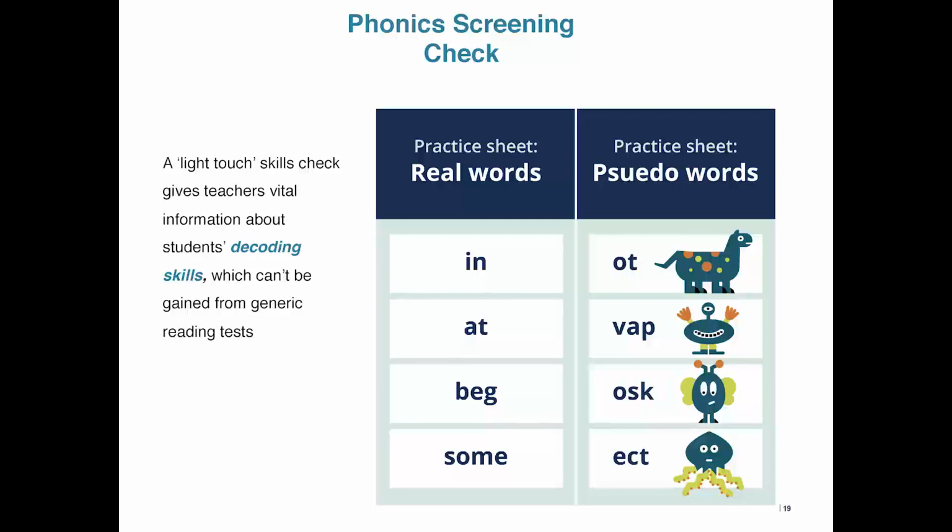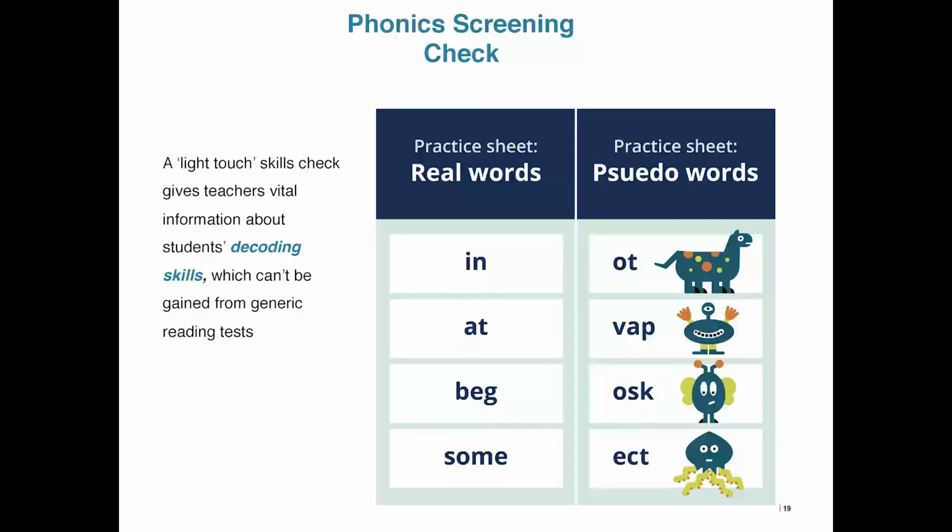And I have to say I'm quite a fan of the pseudo words. And the reason that I'm a fan is because when children look at them, they have nothing else to draw on. The pictures really aren't going to help them. There's no sentence structure, there's no syntax, there's no context. All they can do with OT and VAP and OSC and ECT is decode. And all I can assess is their ability to decode.